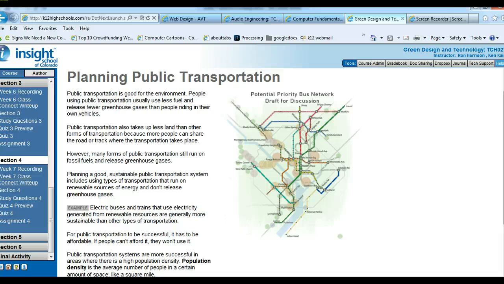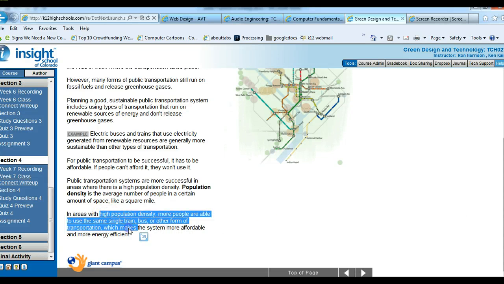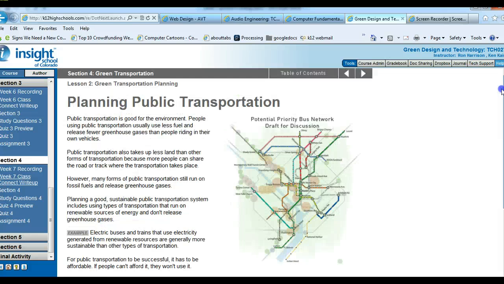For instance, if you had a bus system in the town of Nucla, where I used to live, where there were about 800 people, you might get 2 bus riders on every trip. Well, that would be a waste, wouldn't it? But buses in Denver and Los Angeles, places like that, they're always full. So that's how public transportation is much more efficient and effective when you have high population density.